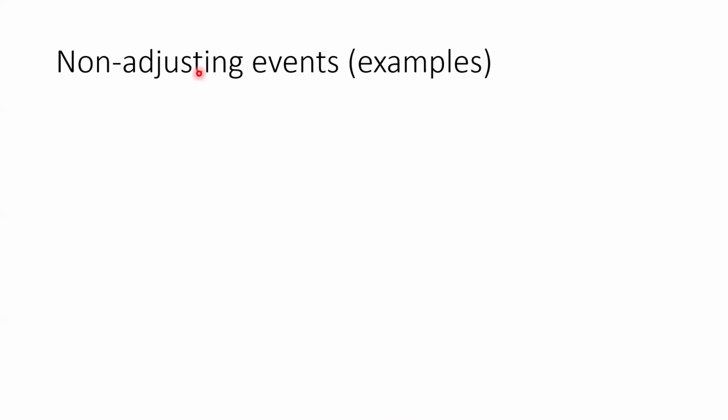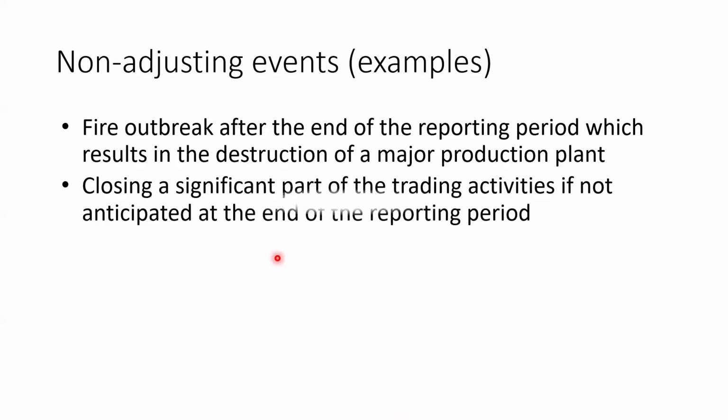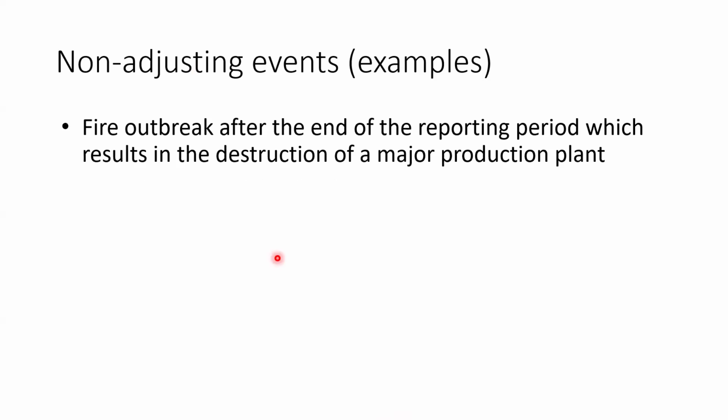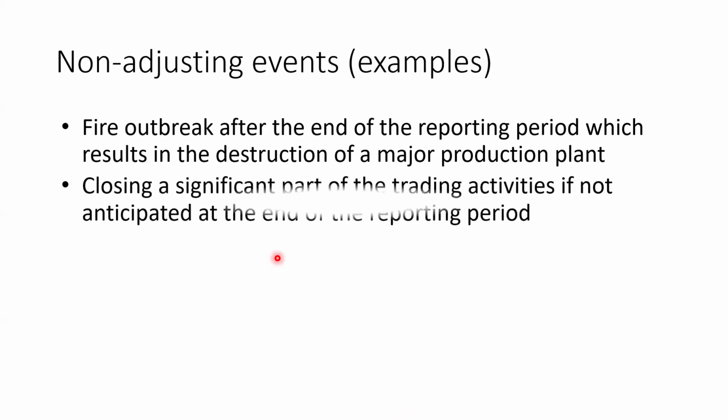Is that okay? All right. The standard has given you examples of non-adjusting events. Fire outbreak after the end of the reporting period. This is coming straight from the standard, so you have to sort of memorize them. It will help you, so that when you see them, you know this is non-adjusting, this is adjusting. But when you take your time and analyze it, it will make sense to you whether it's adjusting or non-adjusting. Fire outbreak.